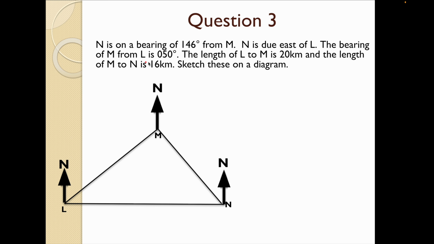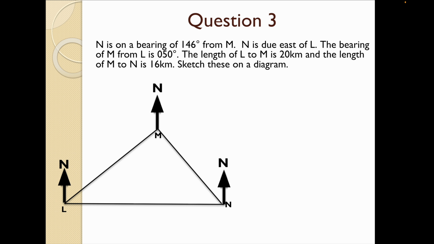So the next thing says the length of L to M is 20 kilometers and the length of M to N is 16 kilometers. Sketch these on a diagram. So I want you to sketch these and see if you can label them with this information. Once you're done, we'll try to do it together. And then we'll look at answering some questions.